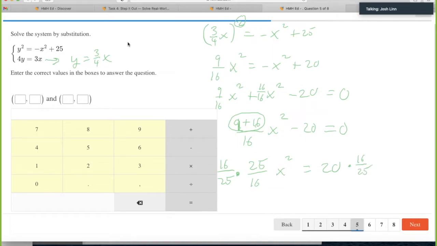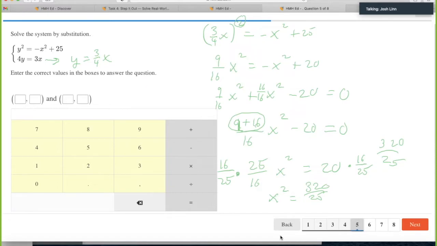16 over 25. So then we're going to have x squared equals, I don't know what 20 times 16 is. So what is that? 120, 320? Is that right? Did I get it right? 20 times 16. Ha! It's 320 over 25. Yay! 320 over 25.